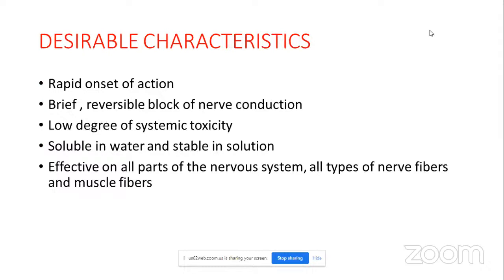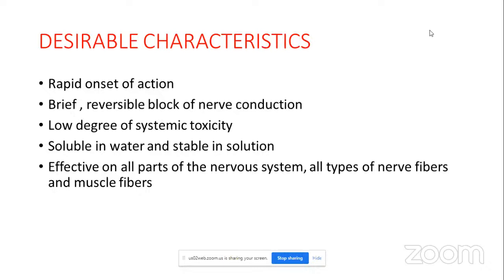There should be brief reversible block of nerve conduction, and there should be low degree of systemic toxicity with maximum dose. And it should be soluble in water and stable in solution. It should be effective on all parts of the nervous system and all types of nerve fibers and muscle fibers.